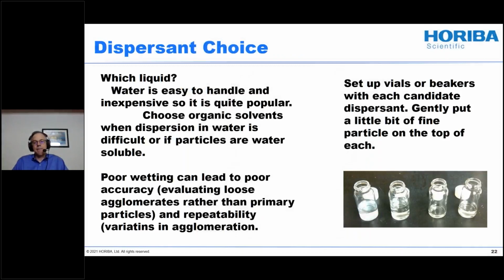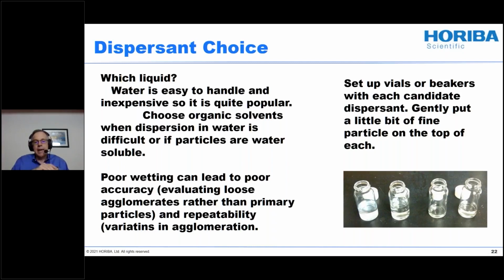Moving along, we've decided refractive index and we decided wet, so which liquid? Well, water is easy to handle and inexpensive, so it's very popular and it's a good first choice. You would choose organic solvents when dispersion in water is difficult or if the particles are water soluble. So if you have sodium chloride, you're probably not going to have a lot of fun trying to measure it in water, and you'll have to look for something where sodium chloride won't dissolve.